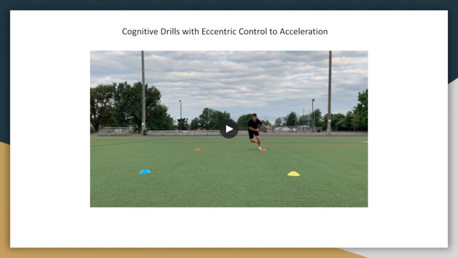For this first exercise, we're going to start with a speed skater jump to the right and to the left with an eccentric load and deceleration land at the orange cones, waiting for the cue from the coach to either sprint towards the blue or yellow cone. This cue will be a sound cue, so the coach will say blue or yellow after that athlete sticks their landing.